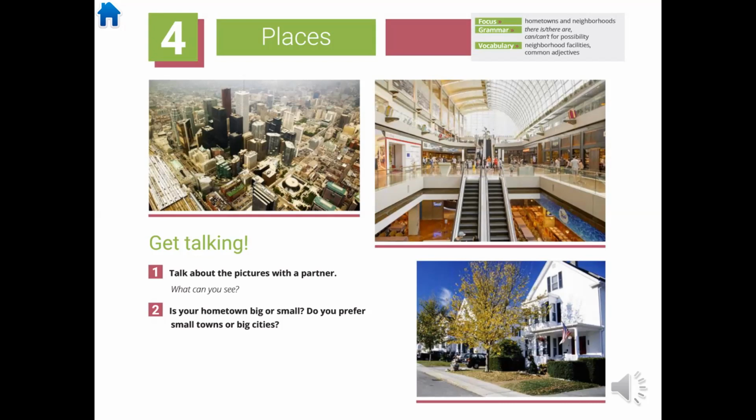This page, as you can see, has 3 photographs. What can you see in the pictures? In picture 1, there is a big city. In picture 2, there is a shopping mall. And in picture 3, there is a neighborhood.